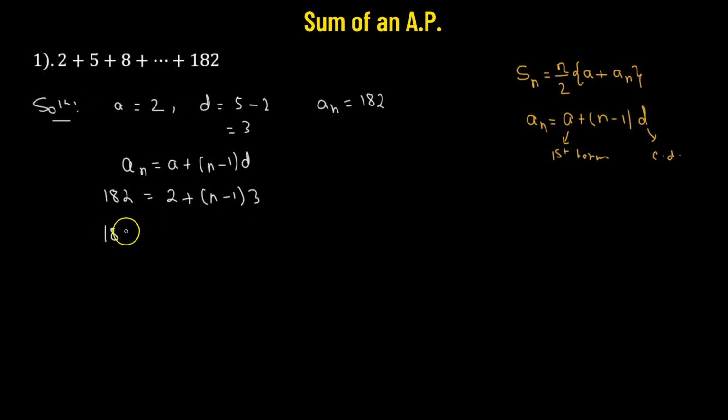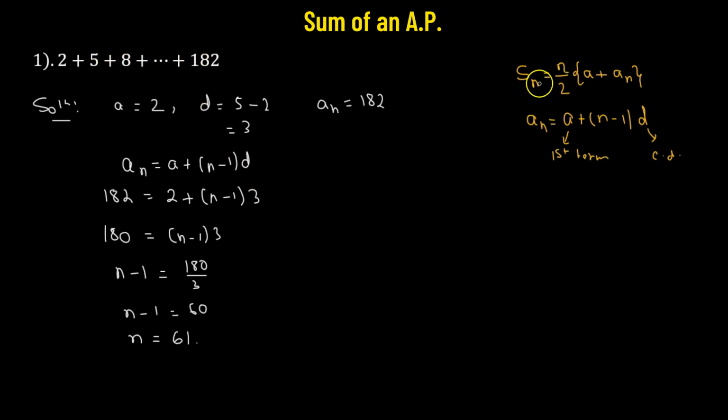So I have 182 minus 2, that will be 180, which equals (n minus 1) times 3. Or simply, n minus 1 will equal 180 divided by 3. Now 180 divided by 3 is 60. So n will equal 1 plus 60, which is 61. That means we have 61 terms in this arithmetic progression.